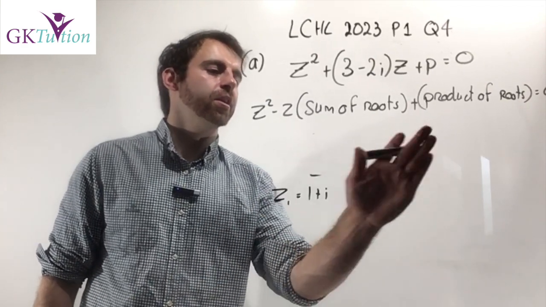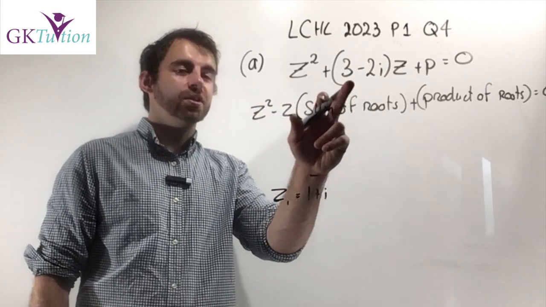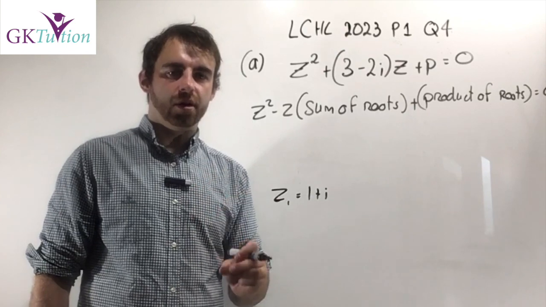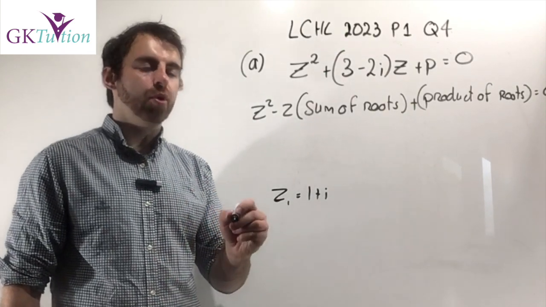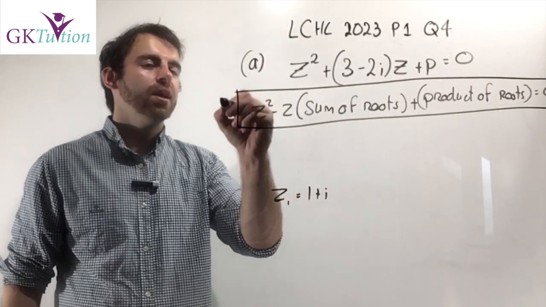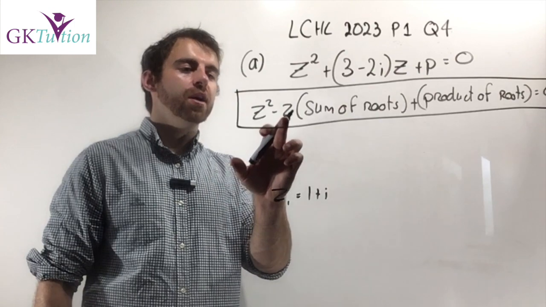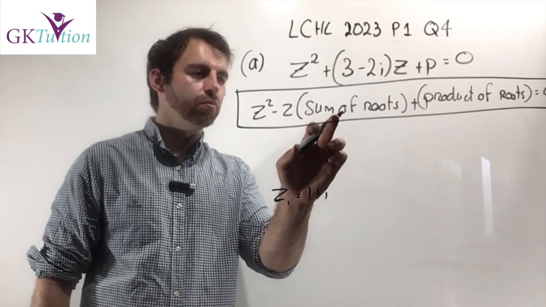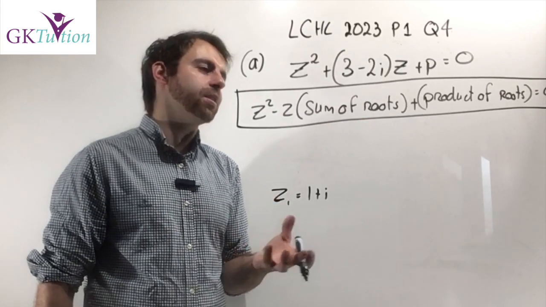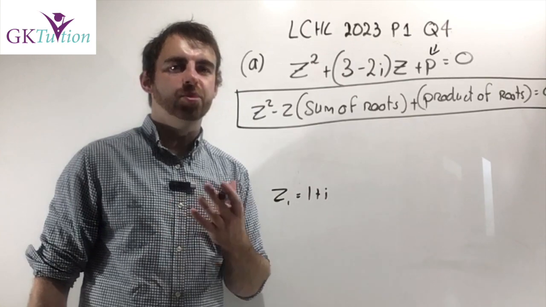In this question, in Part A, we're given a quadratic. And the coefficient of z is not real, which means that the roots are not conjugates of each other. A really important piece of theory that we're going to use here, we studied it in Complex Numbers 8, is that every quadratic equation can be written in the form of z squared minus z times the sum of the roots plus the product of the roots. And the question in this case is actually to find the product of the roots. The product of the roots has been represented as p.